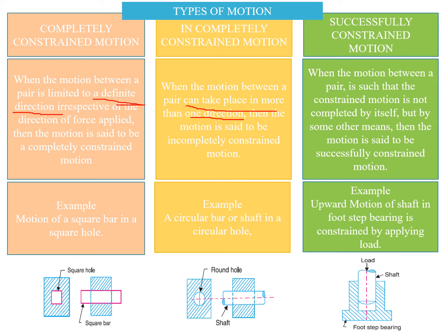So it comes under the category of incompletely constrained motion. Now the third type is successfully constrained motion. In this type, the motion is not completed by itself, which means it is completed by means of some other mechanism. Such type of motion is said to be successfully constrained motion.